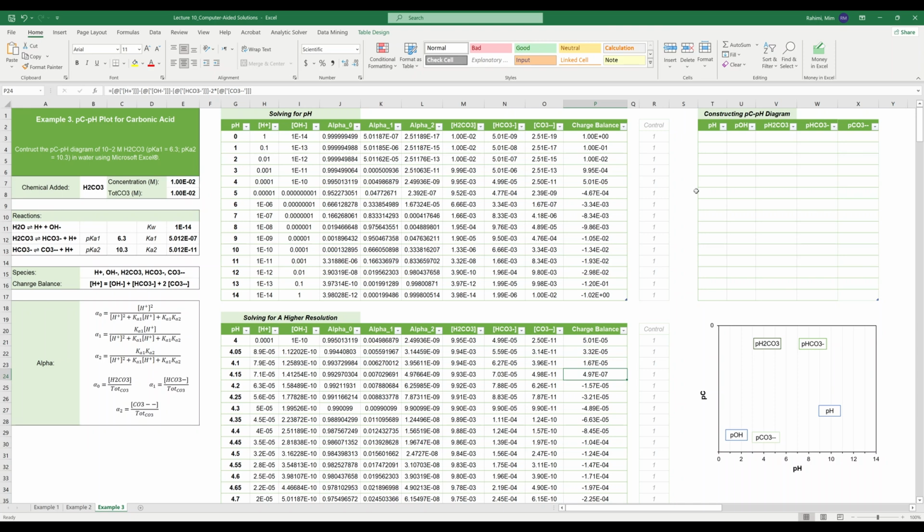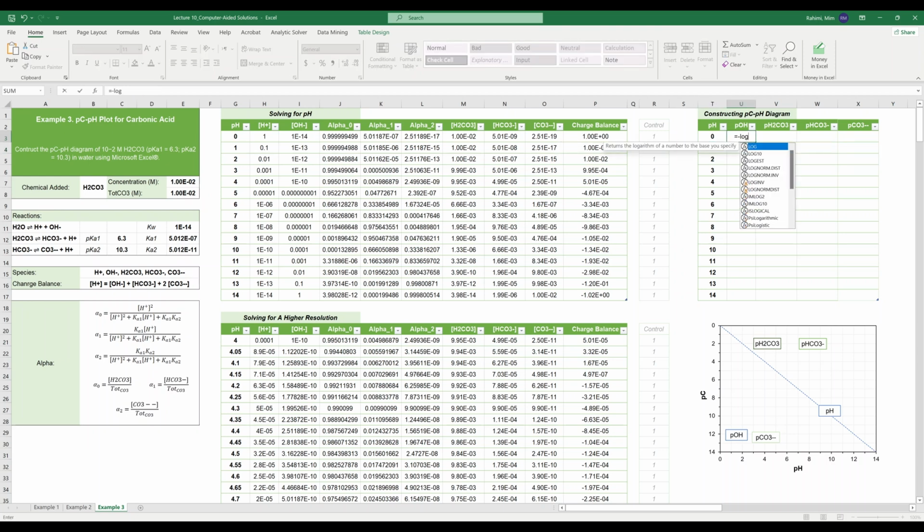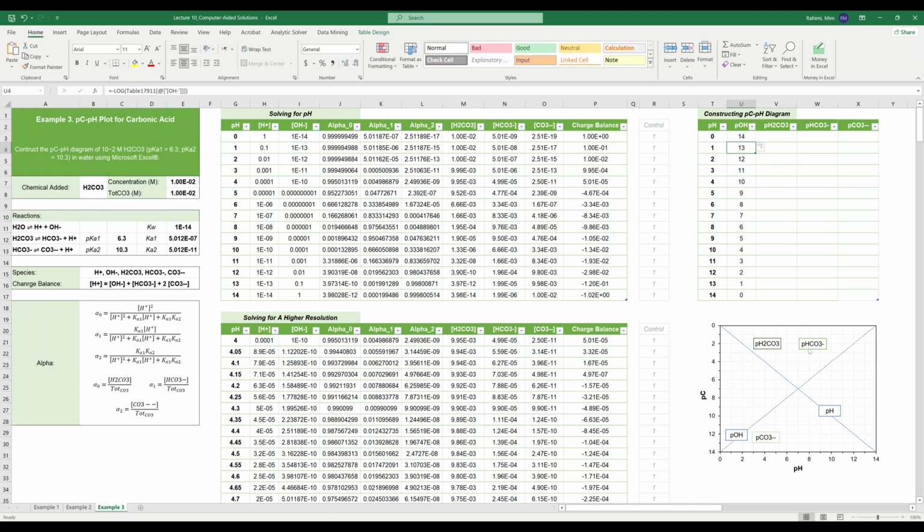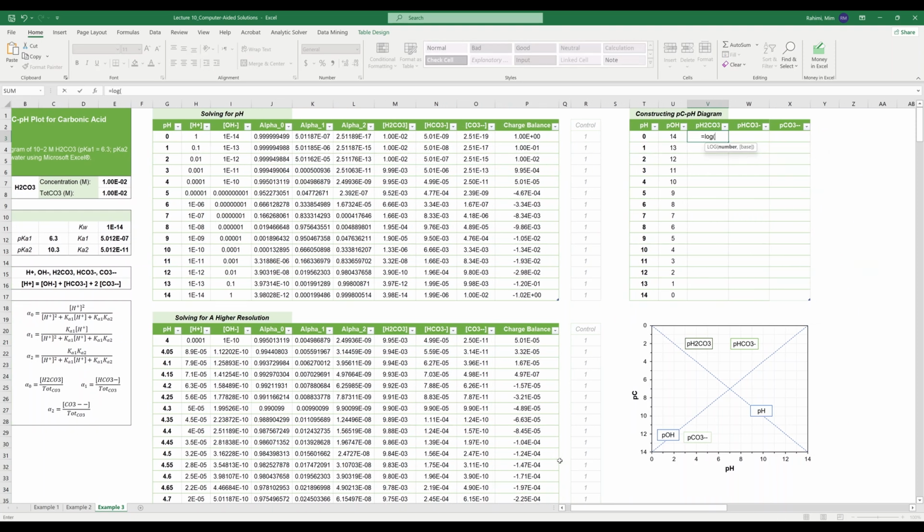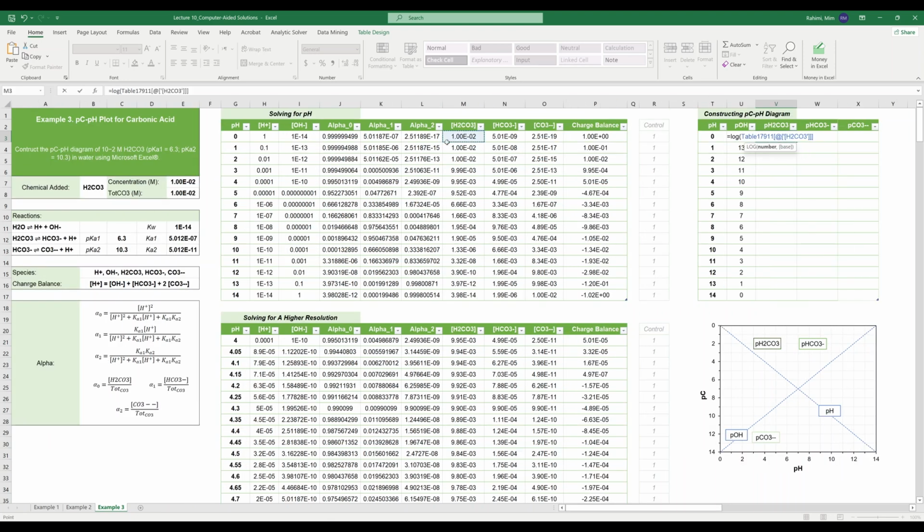H plus is also one of those species, so pH would be basically just the pH that we were dealing with. So this line represents the pH, or the H line in the PC-pH diagram. pOH would be minus log of the OH from that table. Then H2CO3 would be the same formula, but this time for H2CO3.